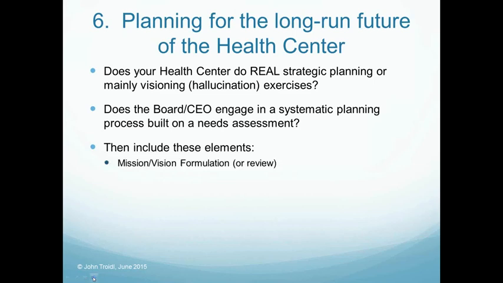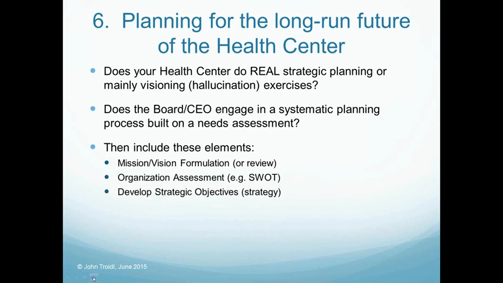So let's go on to the next slide. I guess it's still part of this slide. So the elements of a strategic planning process will be a formulation, a new formulation or review of the mission or vision statement, an organizational assessment, otherwise known as a SWOT. This is strengths, weaknesses, opportunities, and threats. The opportunities and threats are external, and the strengths and weaknesses are internal. And when you get that honest assessment of what's there, you develop a set of strategic objectives. And this is your strategy.